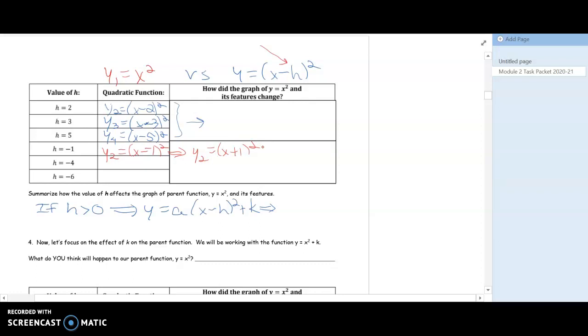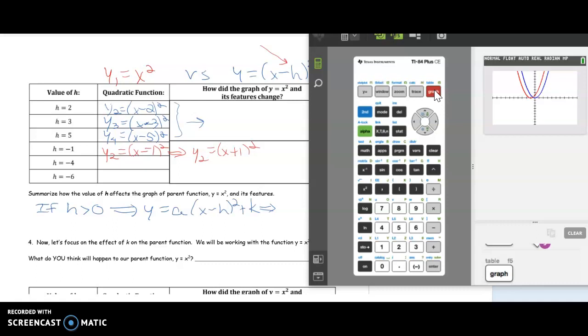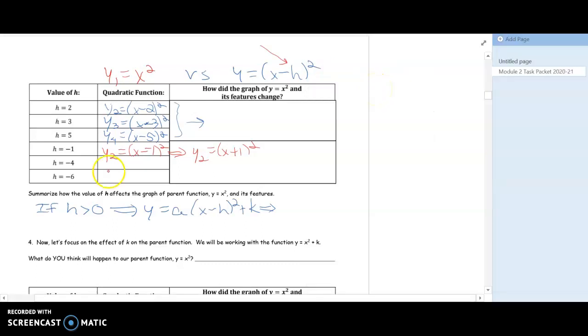Okay, so can you do that? There's your standard quadratic in y1. In y2, change that to (x plus 1) squared. Hit graph and see what happens when you graph. And now, can you go back over here and let h equal negative 4? And plug that in: if h equals negative 4, y3 is equal to x minus a negative 4, which is (x plus 4) squared.